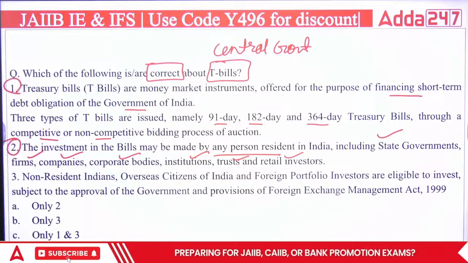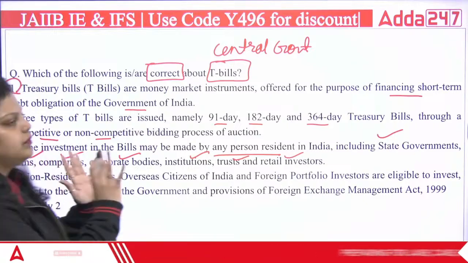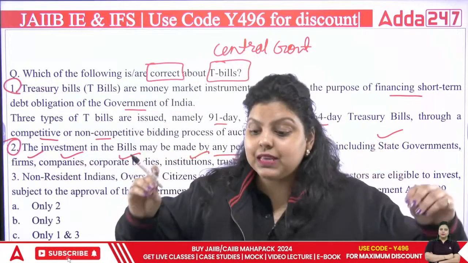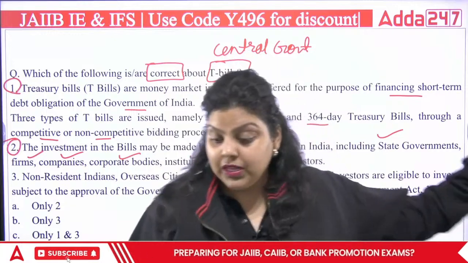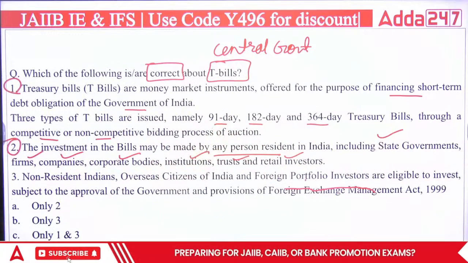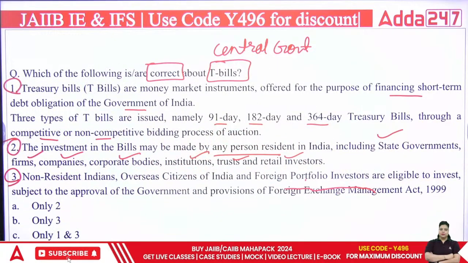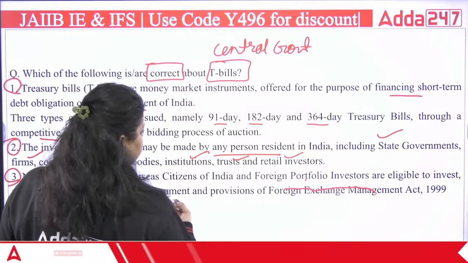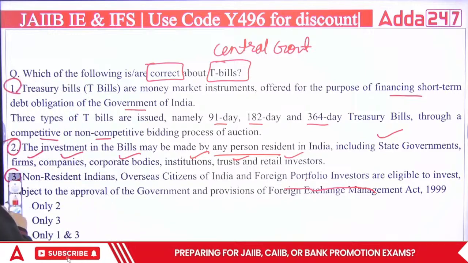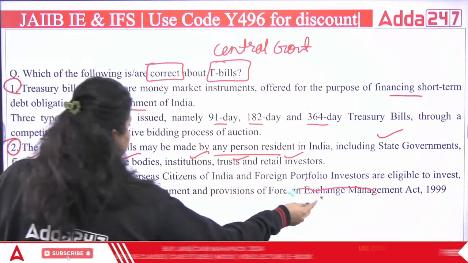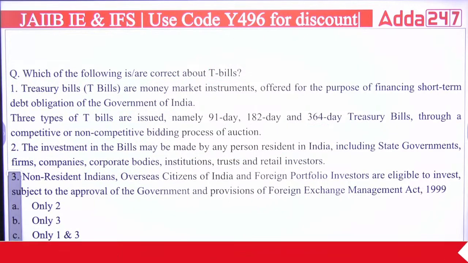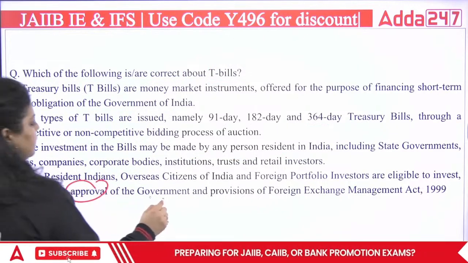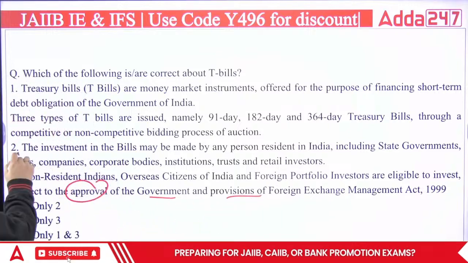So who can be the investor in the Treasury bill? Any of them. The person, the company, the entity, the firm, the government who is resident in India, they can purchase the Treasury bill. Third statement is saying that non-resident Indians, overseas citizen of India, foreign portfolio investor, they are also eligible to invest in the Treasury bills, but what is required for them? They have to go through the approval of government and provision of Foreign Exchange Management Act.